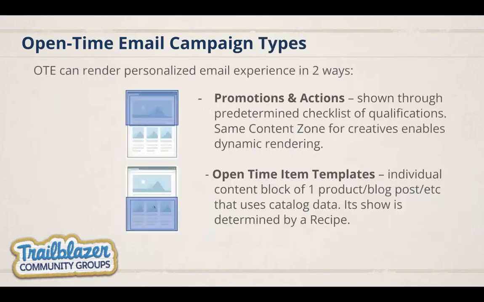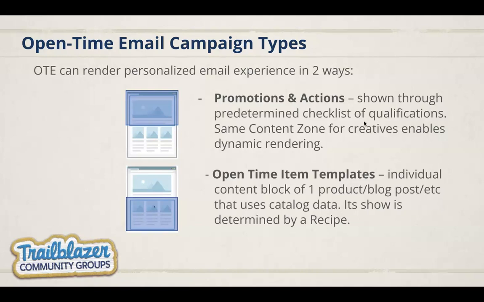And when speaking about types of these campaigns, open-time ML campaigns can render a personalized experience in two ways. One is related to promotions and actions, so basically the banners that can be shown to our customers. The other is called open-time item templates. These are the individual content blocks, depending again on the business of yours or your clients. Either it's a product from the catalog, or a blog post or something else, but it relies on catalog data. So these are the final things that you want to promote to your clients. And this kind of personalized product or blog post recommendation will be determined by a recipe.